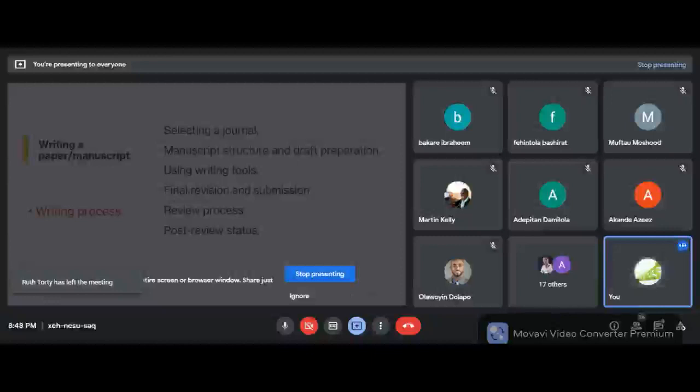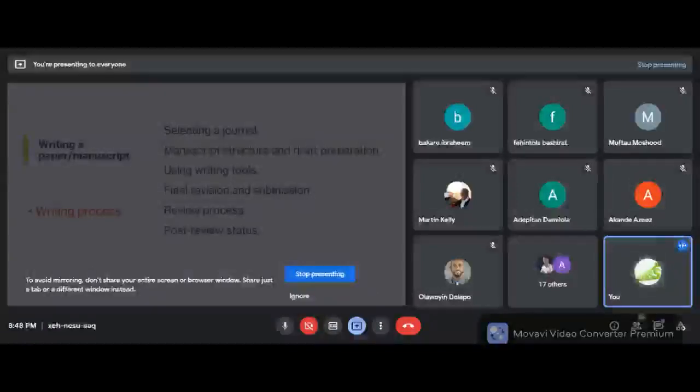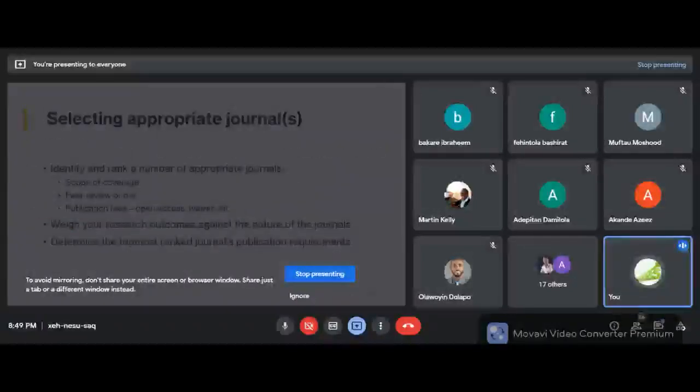So in writing, the writing process requires a number of points, a number of processes, a number of things to put in mind, which I've put here. The first one is selecting an appropriate journal, then manuscript structure and draft preparation, and the rest. So I will just give some points regarding each of these points. I'll be starting with selecting an appropriate journal.